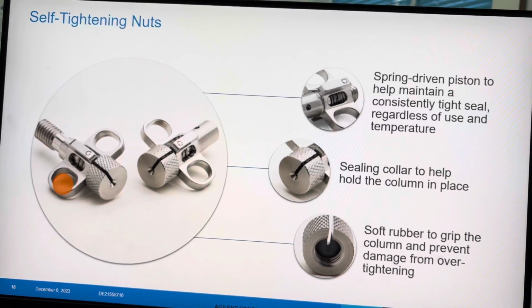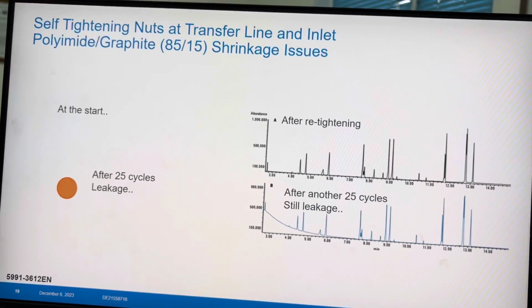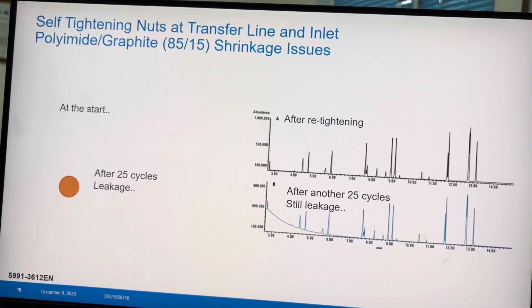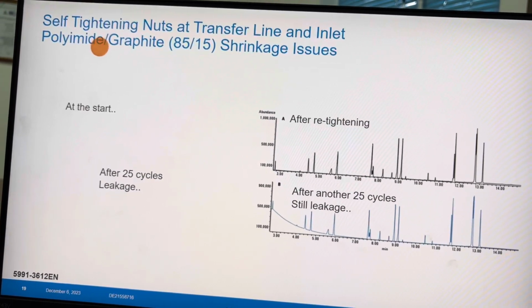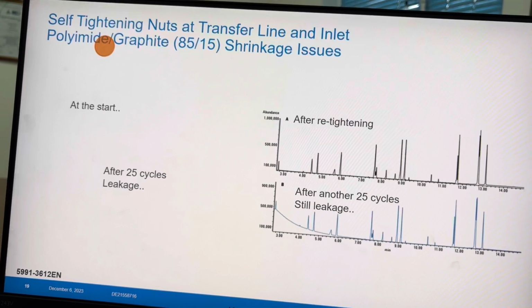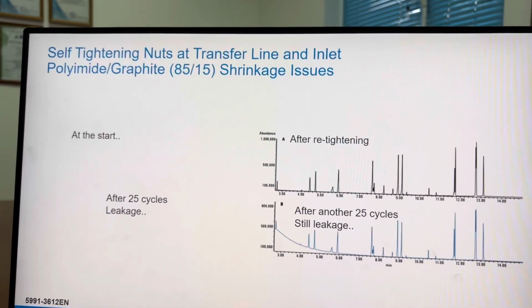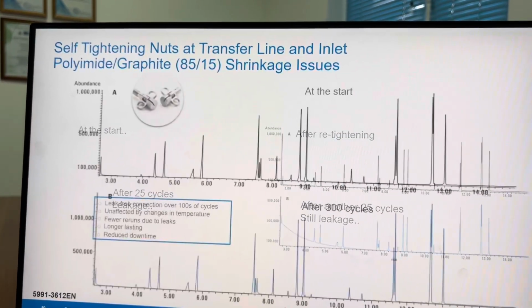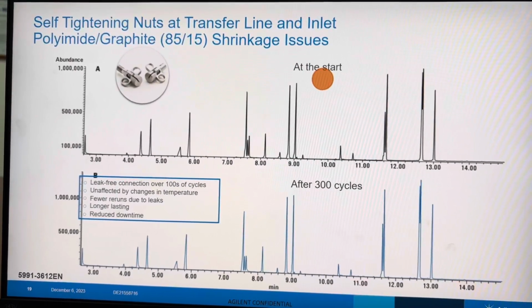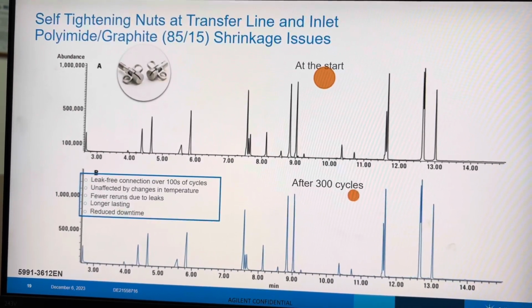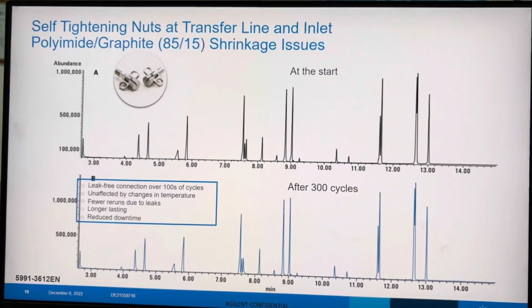And this is again, even self-tightening nuts on the transfer line with a Vespel graphite or a polyimide graphite, you can see shrinkage issues. So we need to retighten it. This will also be easy when we are using self-tightening nuts, because we can do it with our hand. So this is another thing: at the start and after 300 cycles also, we can get similar results without any problems or issues with this self-tightening.